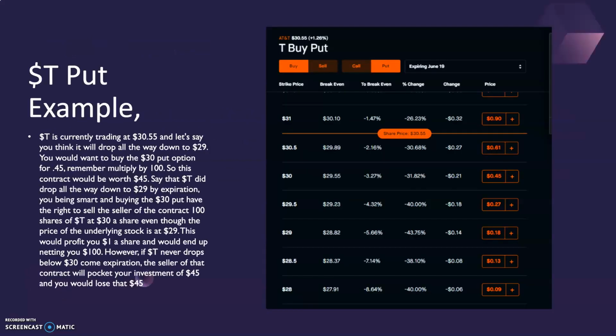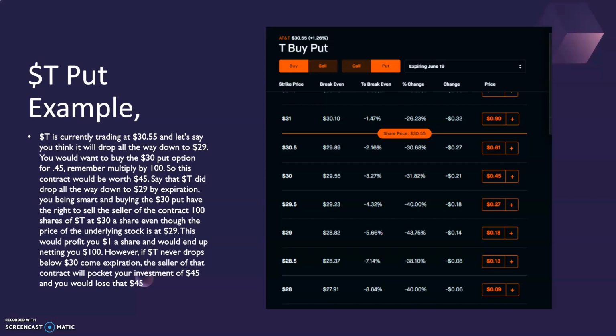Alright, so let's look at AT&T again. So again, AT&T is trading at $30.55, and let's just say you think it'll drop all the way down to $29. You would want to buy the 30 put option for 0.45, multiply it by 100, so this contract would cost you $45. So now let's say that AT&T did drop all the way down to $29 by expiration.